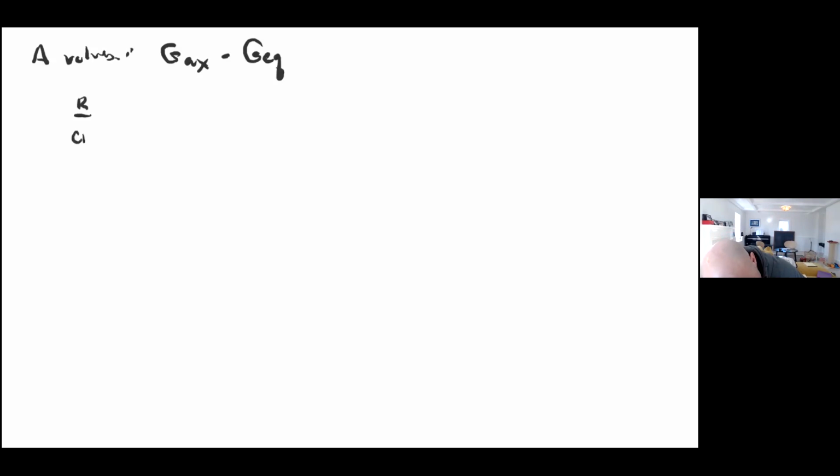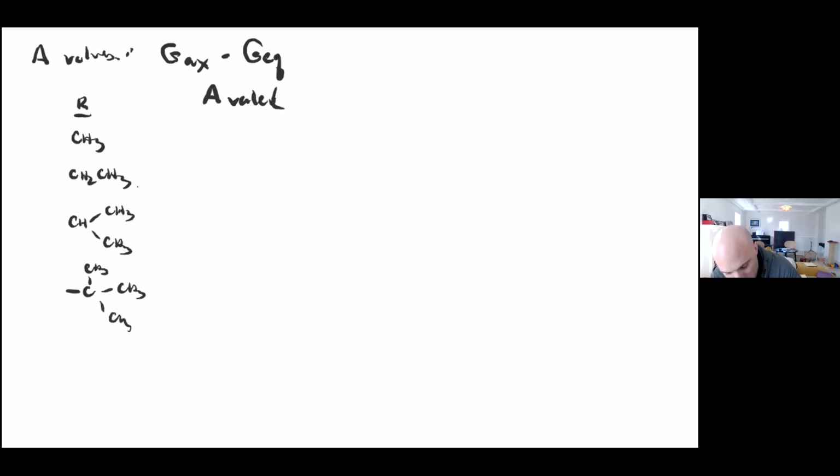And so if we say CH3, ethyl, isopropyl, and then tert-butyl, we can define an A value, which is just a special type of delta G, right? The values are 1.8, 1.8, 1.9, and then 5, okay? And so we're going to end with this, and we'll try to finish everything later on for the recorded lecture.